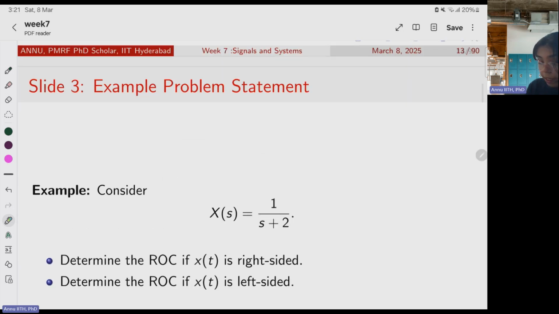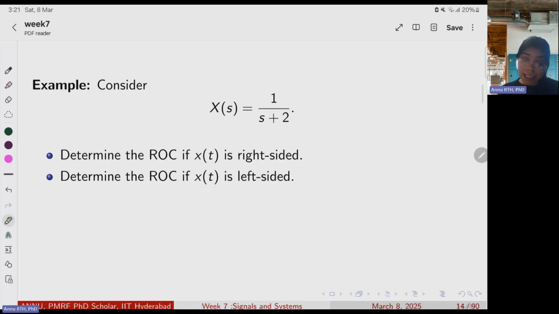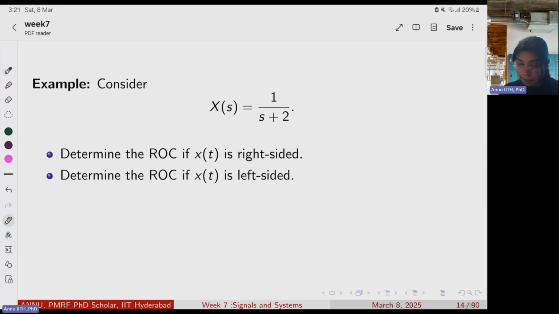So we have an example problem statement. Consider we have X(s) is equal to 1 upon s plus 2. Determine whether its x(t) is right-handed or left-handed. So let me draw this. As we know, s plus 2, simple, it is written. How will you determine whether it is left-handed or right-handed?